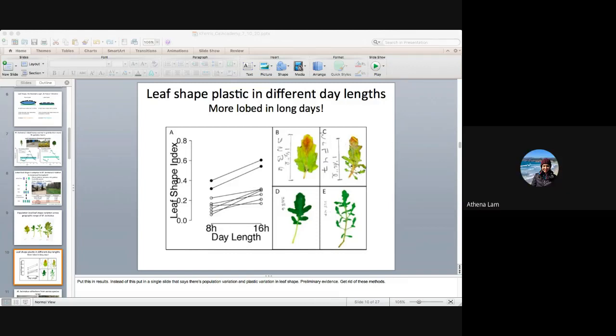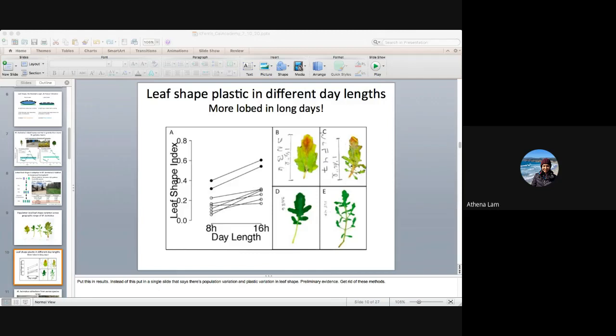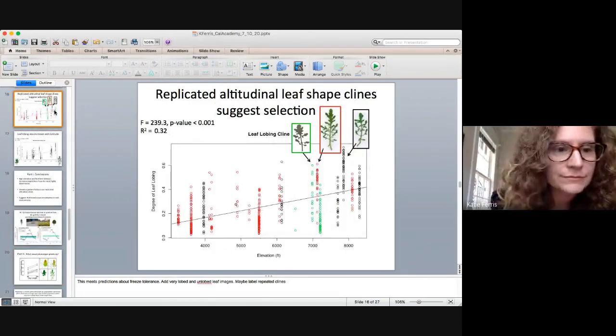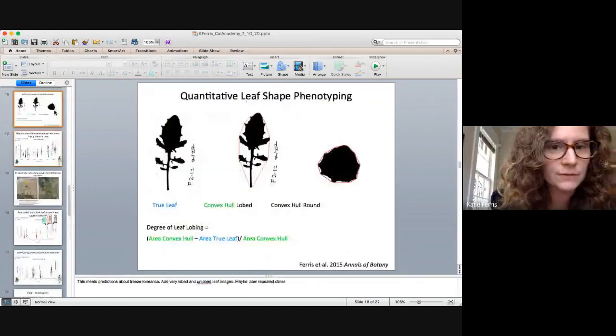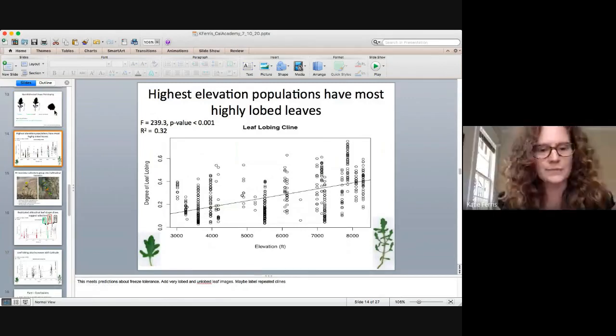Sorry to interrupt. We're stuck on the leaf shape slide. Okay. Slide 10. Just exciting. This one? Okay. What about now? Yeah, it's moving now. Okay.